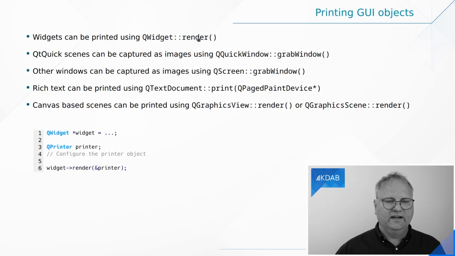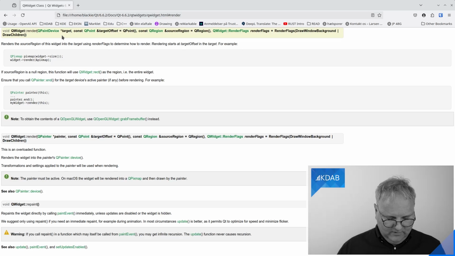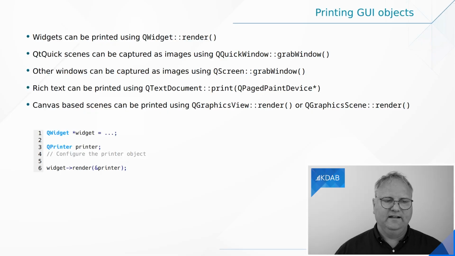First of all, QWidget has a method called render. Let's just look at the documentation here. Render takes a QPaintDevice. That could be a widget, it could be a printer, it could be an image or a pixmap. That's your render. Basically, make a screenshot of this one widget that we have here.